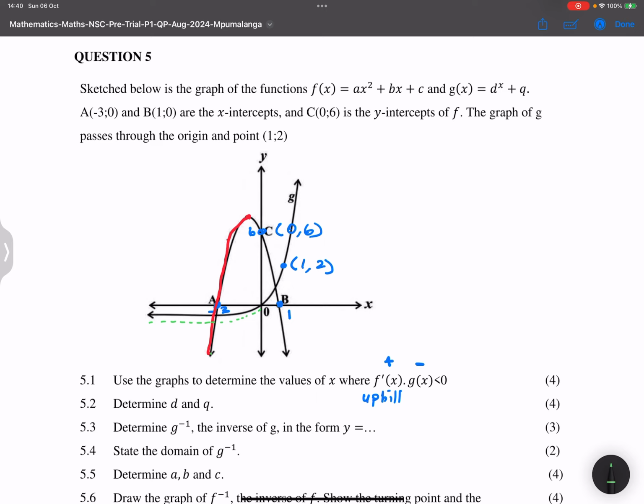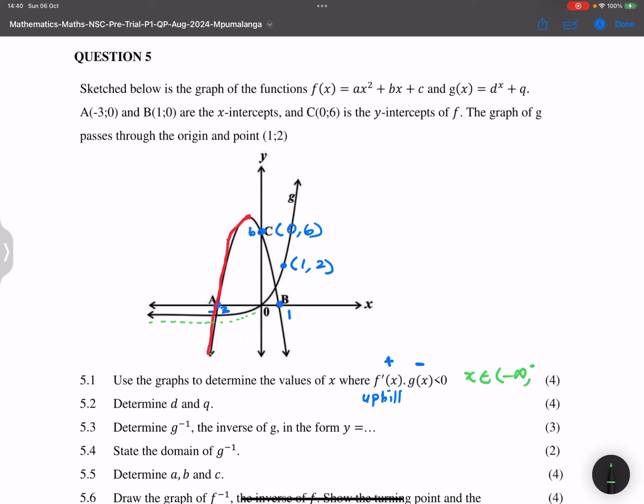So that means our solution would be from negative infinity. The graph of f, f prime x is actually positive, right? It's going uphill from negative infinity. The graph of g of x is negative from negative infinity, okay? And all the way up until the turning point of f, okay? So our first solution here, okay, is x is an element of negative infinity until the turning point.